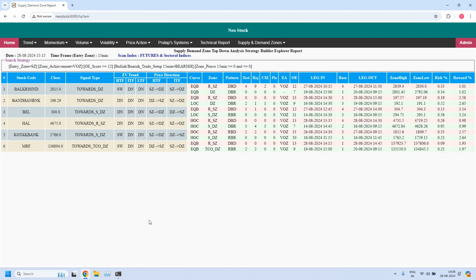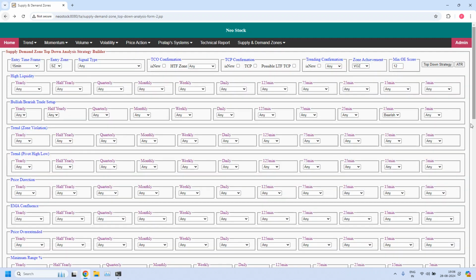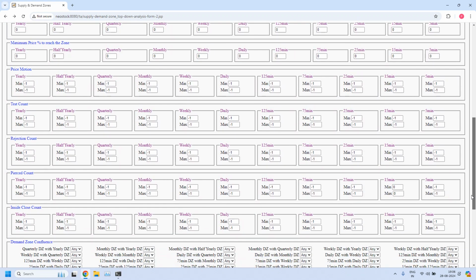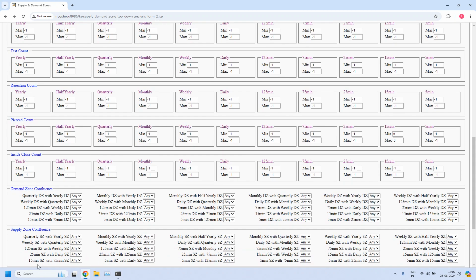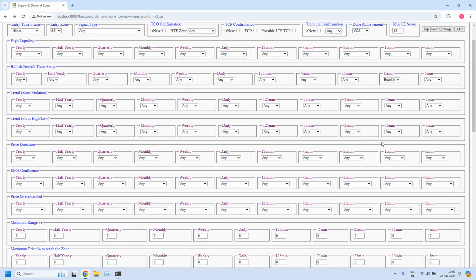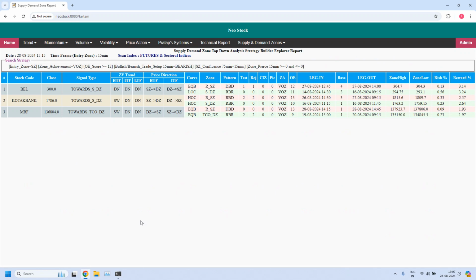All the 3 filters are applied to 15-minute supply zone. Now 6 stocks are filtered. All these 6 stocks are supporting bearish trade setup for daily income trade. That is, entry time frame is 15 minutes. Now let's verify how many of these stocks are having confluence with ITF time frame, that is 15 minutes and 75 minutes supply zone confluence. So let us add supply zone confluence filter. 15 minute supply zone with 75 minute supply zone, I enabled the filter. Let's verify. So currently 3 stocks are supporting bearish trade setup for daily income trade.